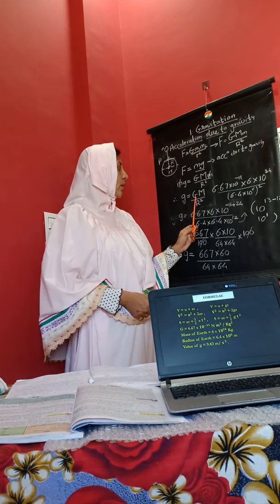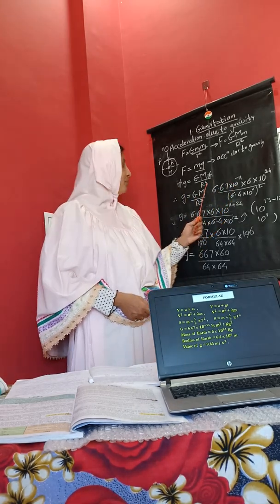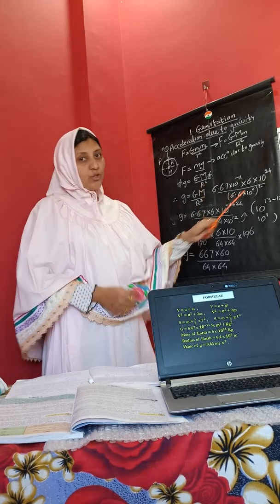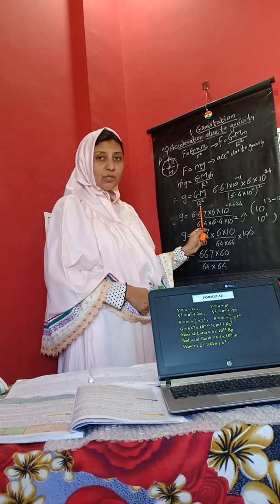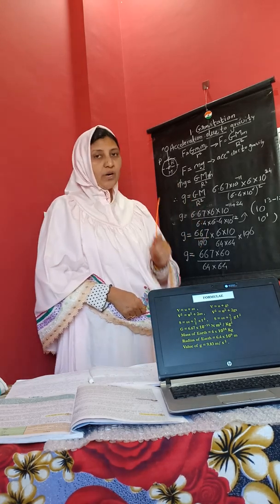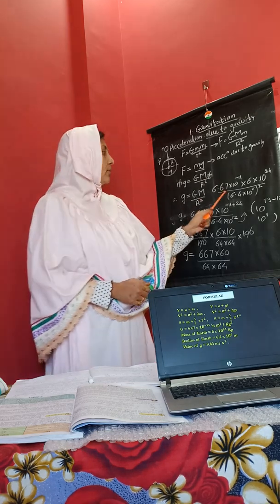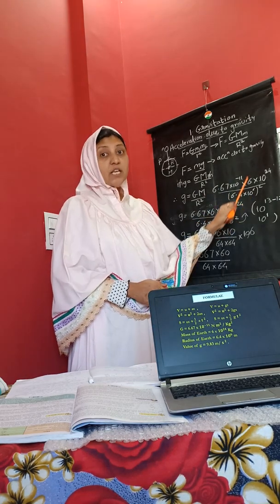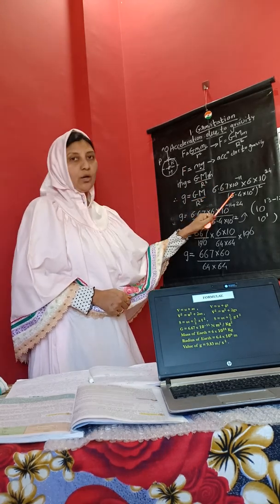So g is equal to capital G, we know 6.67 into 10 raised to minus 11, then mass of earth 6 into 10 raised to 24 kg, divided by r square, capital R, radius of earth, and radius of earth is 6.4 into 10 raised to 6, square. So now we got this particular expression. Now we will solve this.